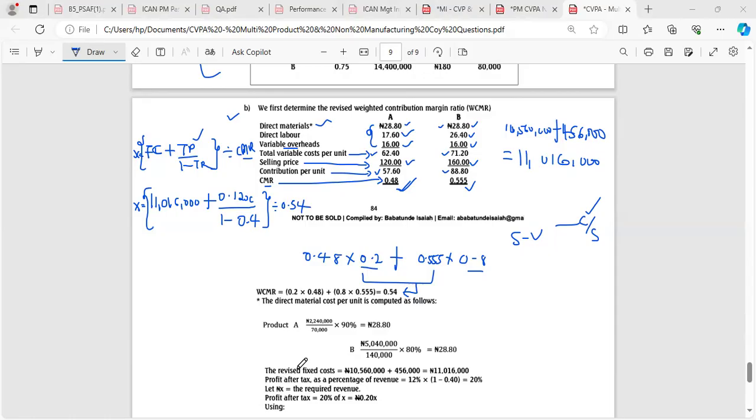So since we get our 0.54, let's now solve. This is X outside. So what do we do? Punch for me, you know, on the calculator, and we'll treat the one inside the bracket first.